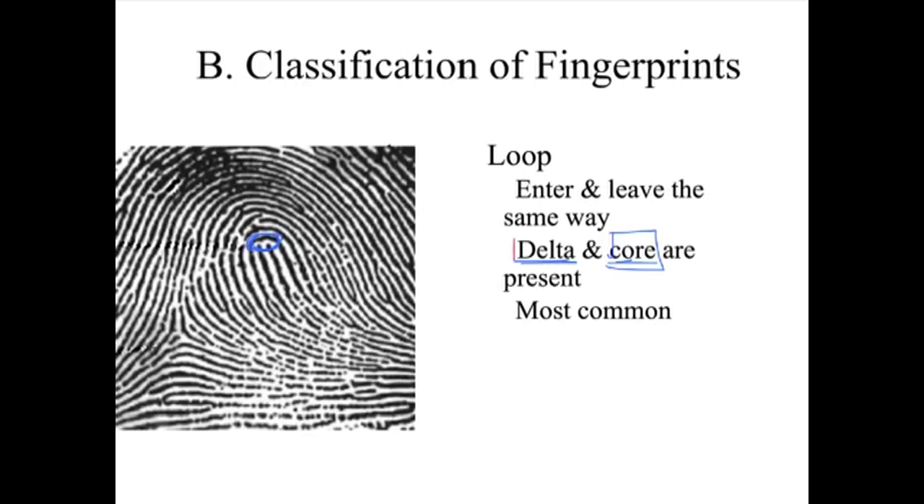And then you have the deltas. Deltas are going to be triangular convergences of the ridge pattern. So on this diagram, see if you can identify the delta. Probably a little easier to do, it's right over here. And what we identify as a loop is going to be entering and leaving the same way, same side. So you're going to see most of the ridges enter this way, circle around the core, and exit out the same way. Because that's the overall trend of that.